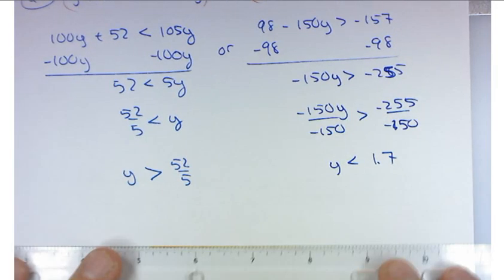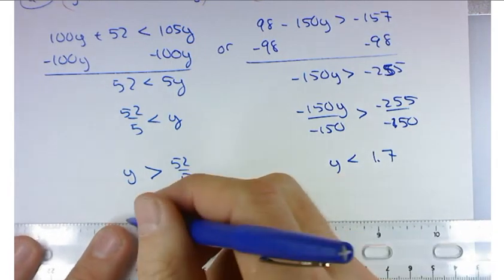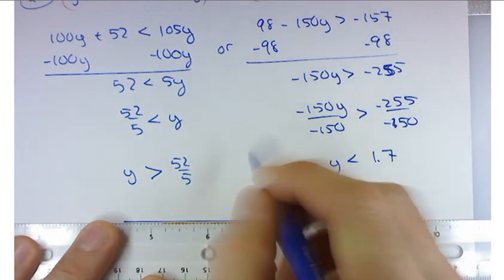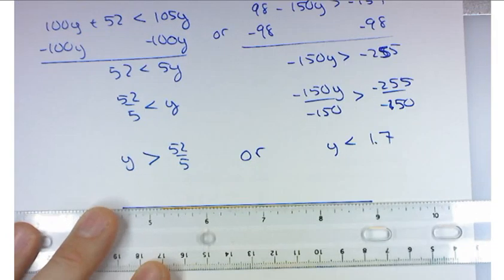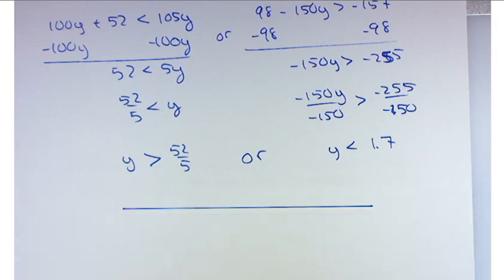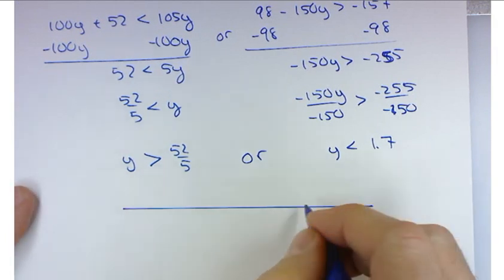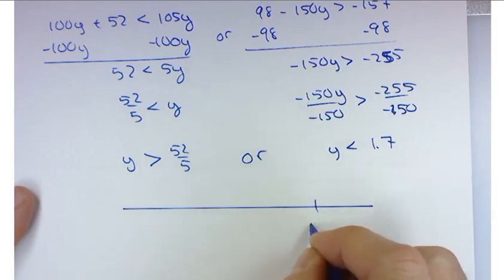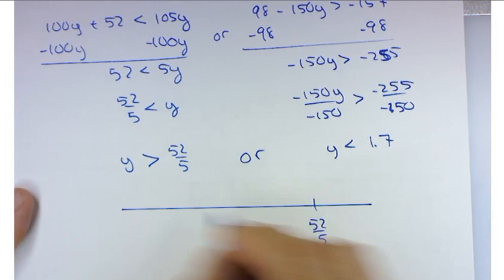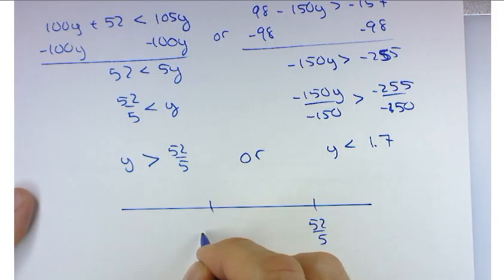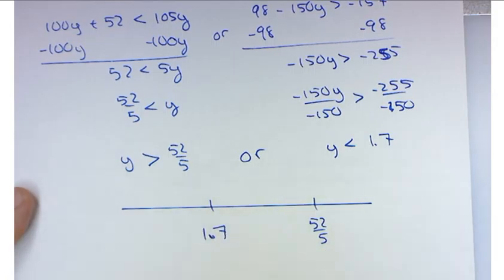So let's graph these. Remember, there's an or between these. So I want one or the other. 52 over 5 is out here. 1.7, or 17 over 10, is here.